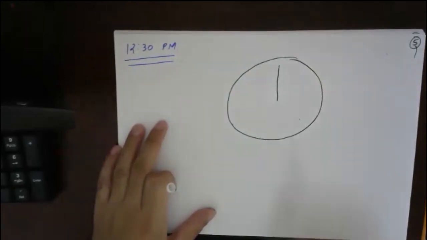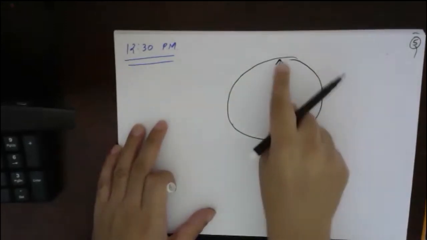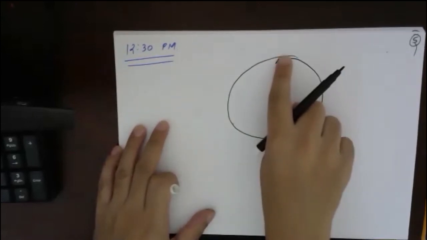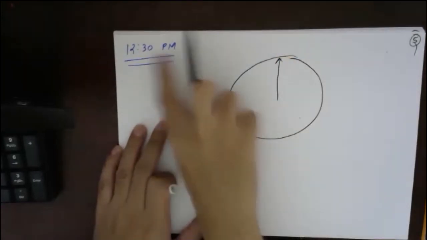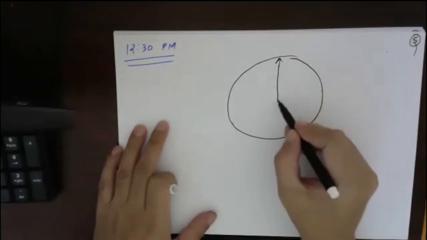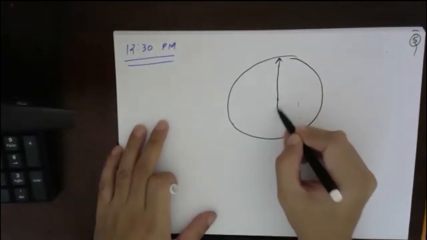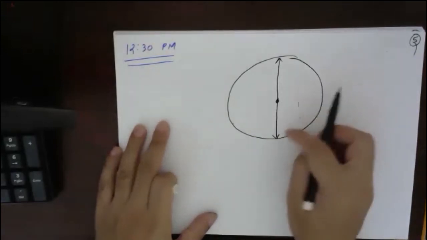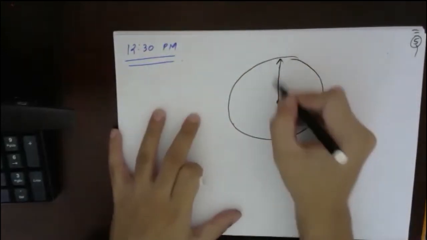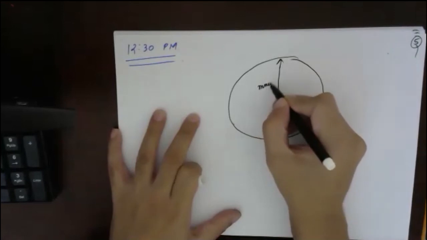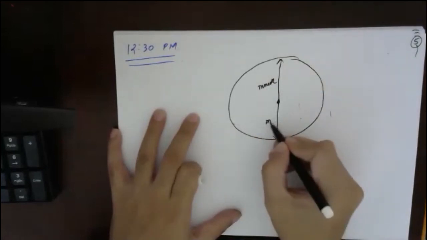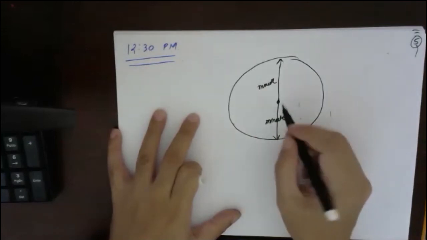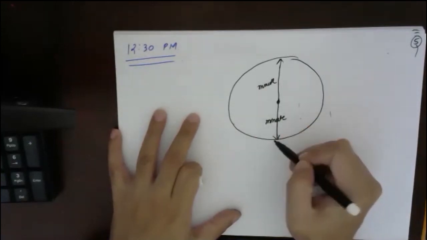Exactly at 12, the minute hand will be here and the hour hand will be here, right? But at 12:30, the minute hand will be exactly below. So this is the minute hand at 30, that means at 6.